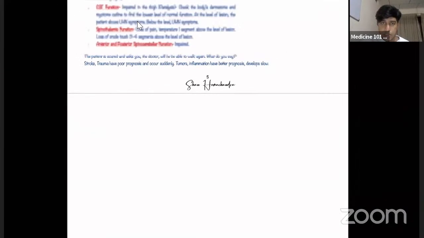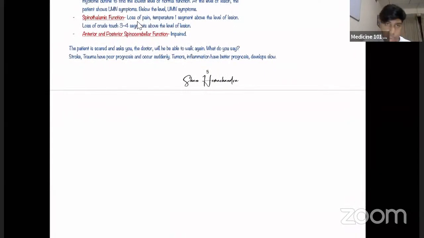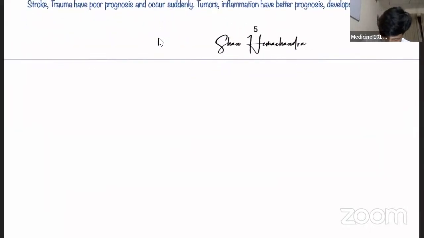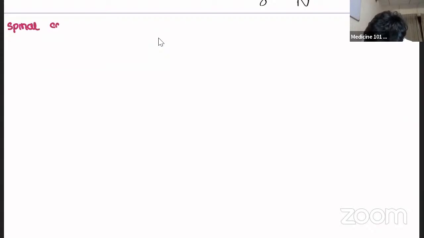Okay. Do you guys know of these tracts? Does anyone here know about these tracts? Okay, I'm going to assume that you haven't learned this, and I'm going to do it from the beginning. Spinal cord, descending tracts.